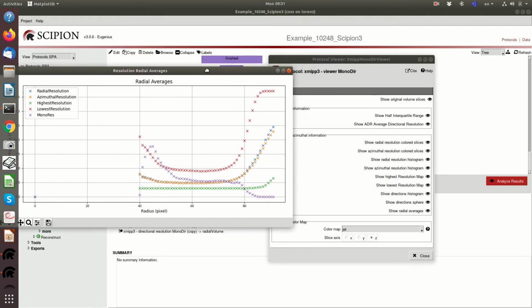So the radial resolution, those are radial averages of the resolution in different directions, and the directions are the highest resolution, so the best direction, the worst direction, and then the azimuthal direction and the radial direction. So radial is from the origin of the volume, so from the center of the volume outwards. Azimuthal is perpendicular to that, so it would be kind of a plane that is perpendicular to the radial direction.